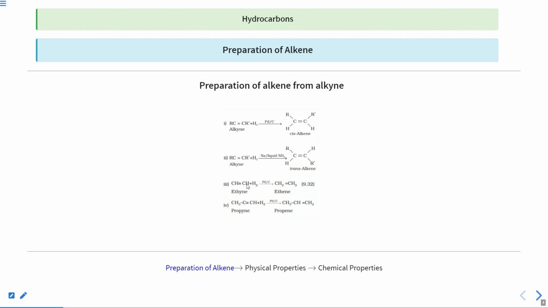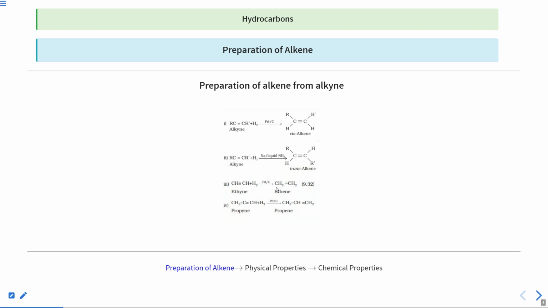Again, we have taken a specific example here. These are just general examples. We have taken a specific example in which we have ethyne. Now here it does not matter whether it is syn or trans, because both substituents are initially hydrogen and we are adding hydrogen only. So a carbon would contain two hydrogens, and that would not create any trans or cis, because all the substituents are the same, and specifically on each carbon both substituents are the same.